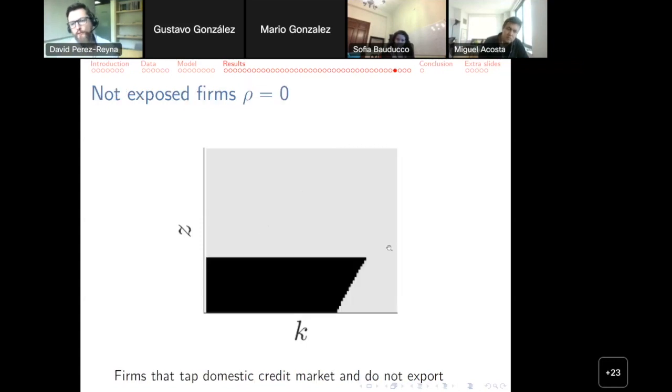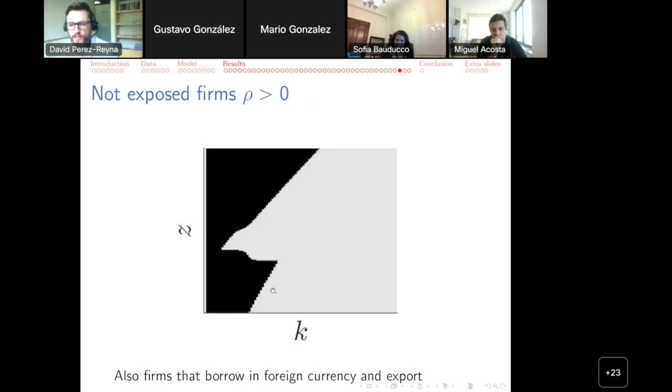Now let me see the firms that are not exposed. The firms that are not exposed would be the firms that are tapping the domestic credit market and are not exporting. As ROE increases, we're going to see that these firms that are not exposed, that are just tapping the domestic credit market, are going to be fewer. But we're also going to see these other firms, the firms that are borrowing abroad but are also exporting. So that kind of nets out, like the hedge firms.